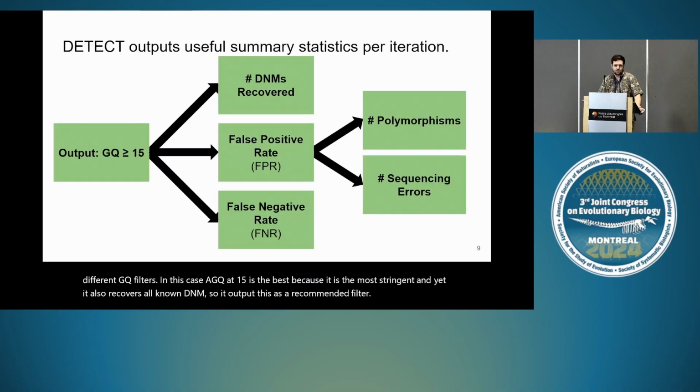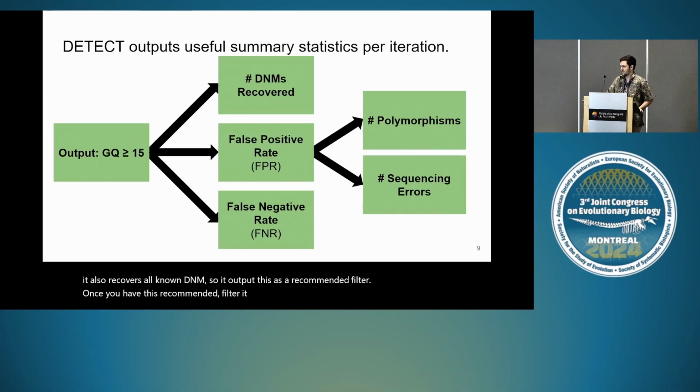Once you have this recommended filter, it shows a bunch of other things, such as the number of DNMs that were input that were actually recovered. This is known as your true positive rate. It also shows you the false positive rate. We know where the sequencing errors are, and we know where the polymorphisms are. So if these things accidentally make it through the pipeline, we can tell you which ones made it through and how many did. That's what we call our false positive rate. And on top of that, of course, because we know where the DNMs are, we get what's called a false negative rate, the things that are missing from our data set.